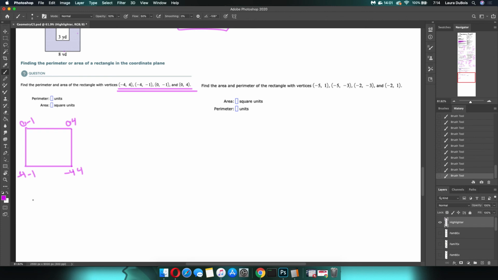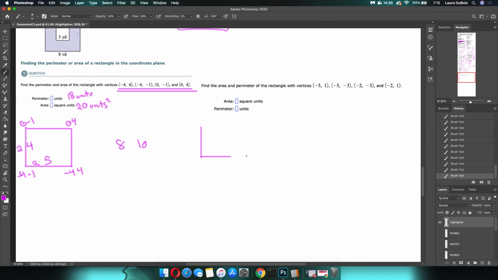So let's see here. What's the jump from negative 4 to 0? That's a height of 4. And then what's our base? We jump from negative 1 to 4. That's a jump of 5. So area, 4 times 5, that's going to be 20 units squared. And then perimeter, that's twice times 4, which is 8, and then twice times 5, which is 10. So it'll be 18 units, okay?